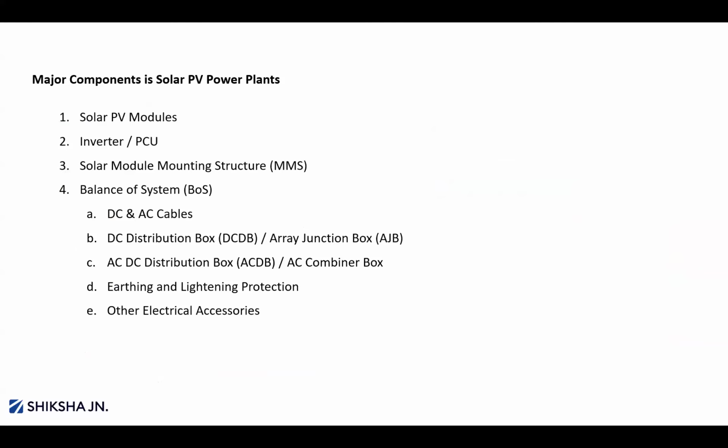In continuation of the previous class, today we will discuss the major components in solar PV power plants. The major part is the solar PV module. If you consider one solar project as 100 rupees, 60% of the value is the solar PV module. So the major equipment cost is the solar PV module, almost 60% of the entire solar project.